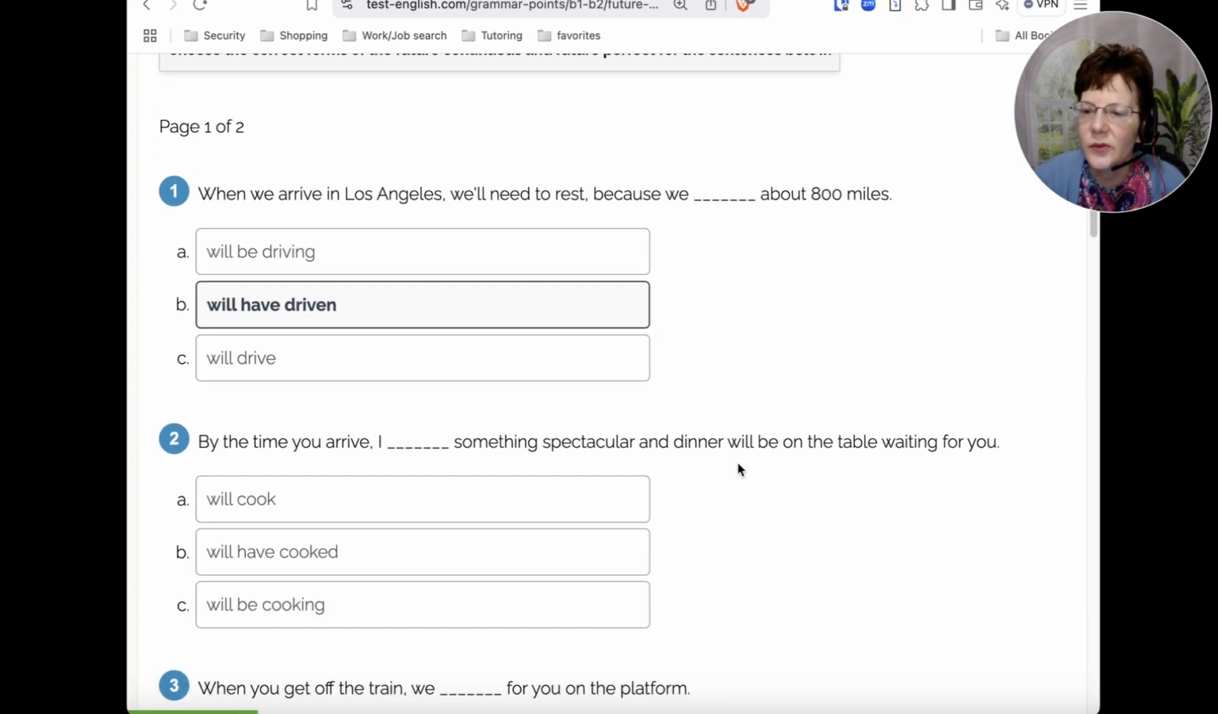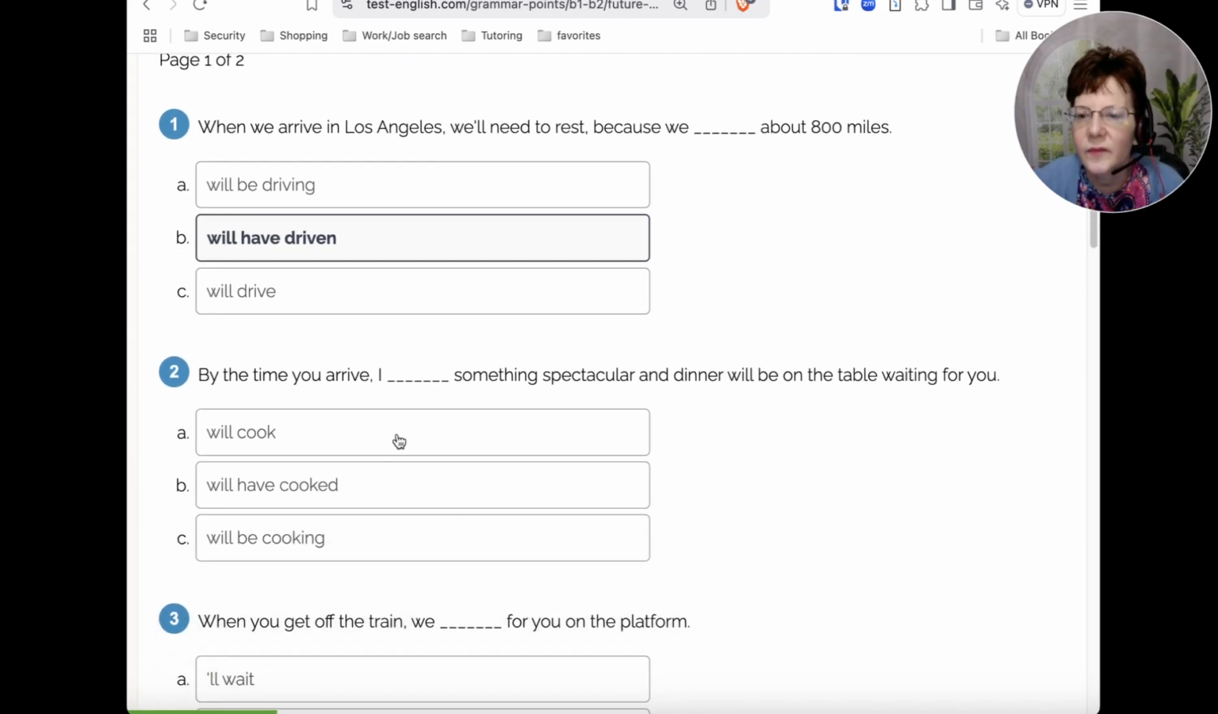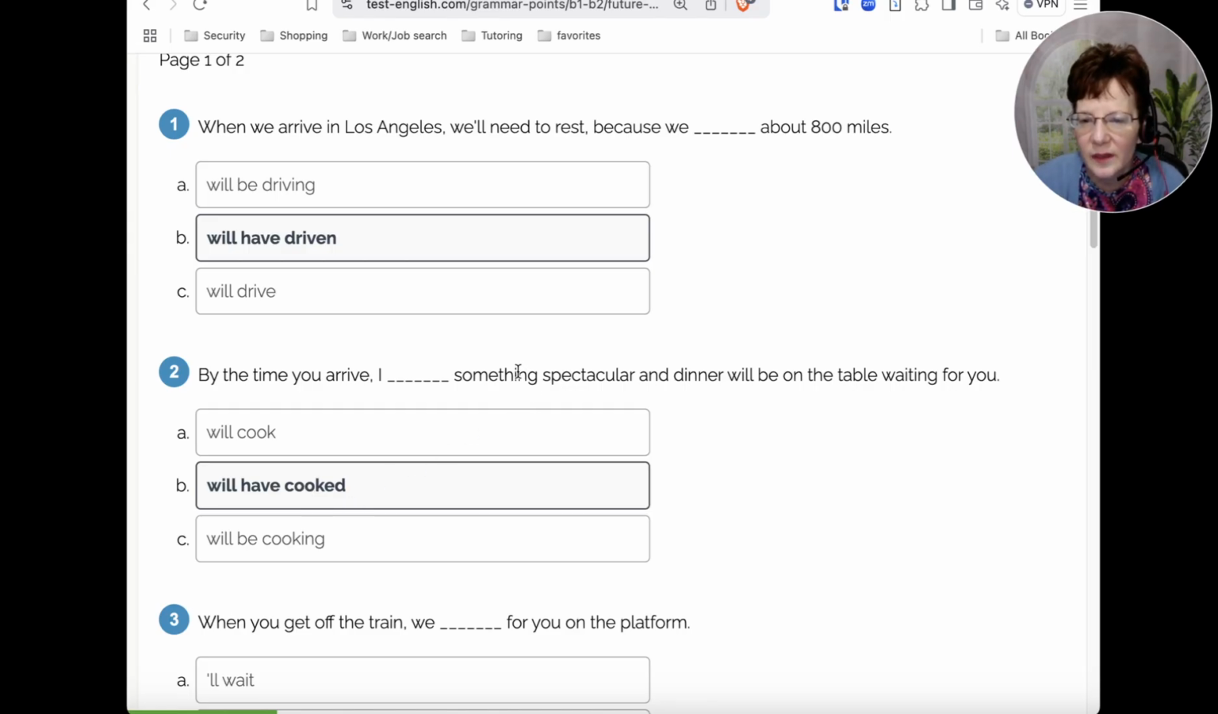Okay, number two, by the time you arrive, I will cook, will have cooked, or will be cooking something spectacular, and dinner will be on the table waiting for you. Okay, so which form would be best? Okay, so if you chose option B, will have cooked, that would be correct. This will already be done by the time you arrive here.